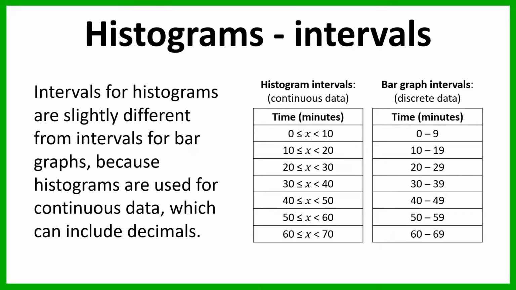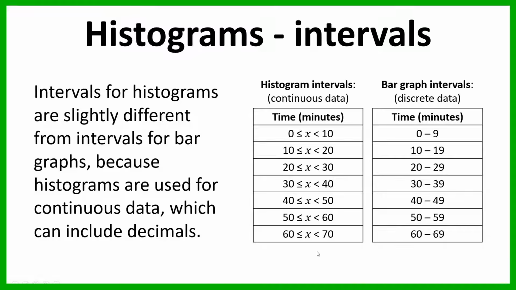Intervals for histograms are slightly different from intervals for bar graphs because histograms are used for continuous data, which can include decimals. So you can have intervals for bar graphs, but they will not include decimal values. So you'll have intervals like 0 to 9, 10 to 19, 20 to 29, and so on.